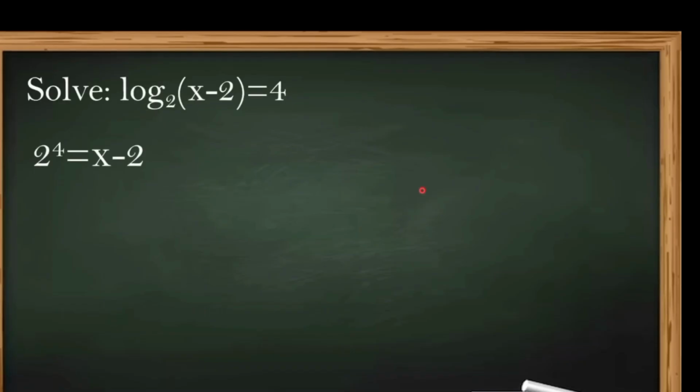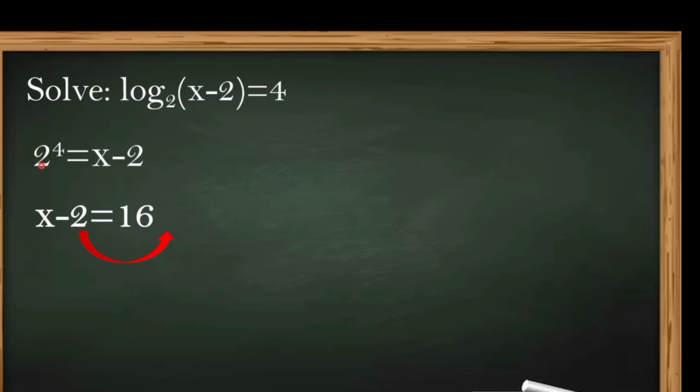Let's proceed to solving logarithmic equations. Solve for log x minus 2 to the base 2 is equal to 4. Before we solve this problem, we are going to rewrite it into exponential form. The exponential form is 2 to the power of 4 equals x minus 2. After that, we are going to multiply 2 by itself 4 times. So the answer is 16. This is what happens if we multiply 2 by itself 4 times.